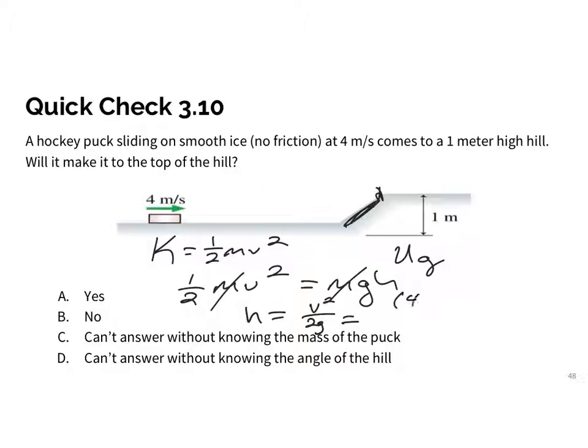So it's 4 meters per second, that quantity squared, over 2 times 10 meters per second squared. So I got 16 over 20. And I do know that even without a calculator, 16 over 20 is going to be less than 1. So therefore, I can say that the puck does not make it over the hill because it didn't have enough kinetic energy to start to have that amount of potential energy at the end.